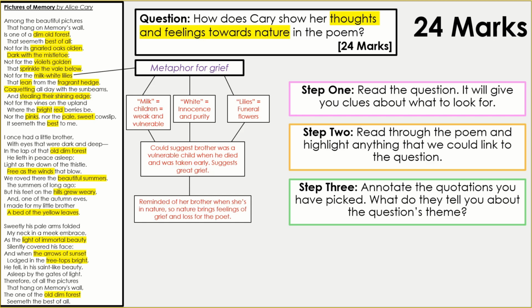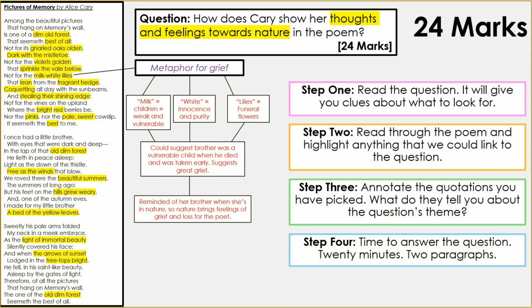Where possible, aim to get more than one thing to say about each quotation. To do this, pick the phrase apart and think about the individual words. Think about if one of the words could have more than one meaning. Look at it from different angles. That's the key to getting plenty to say in your analysis. I've done one as an example. And once I've got my annotations ready, step 4, it's time to start answering the question.